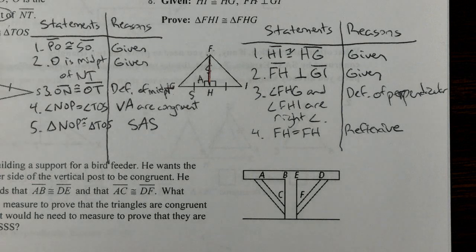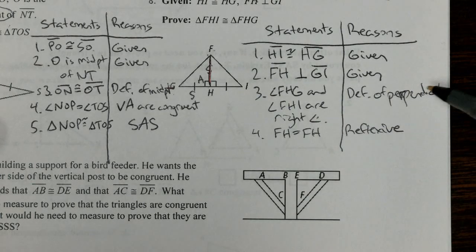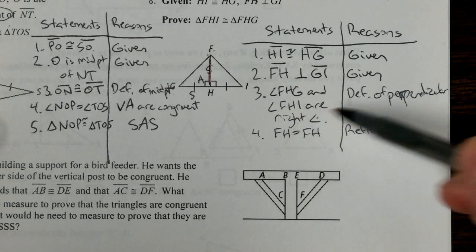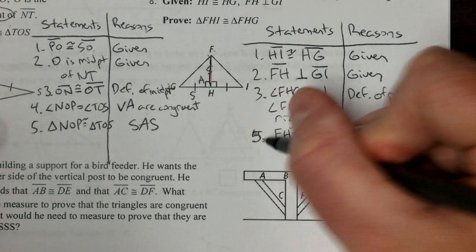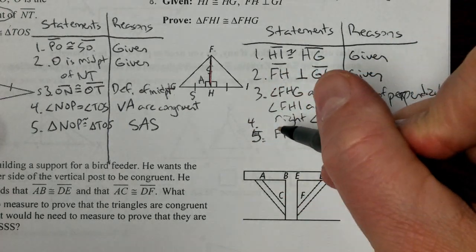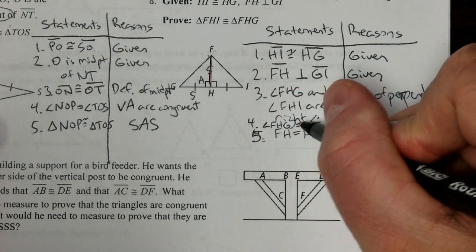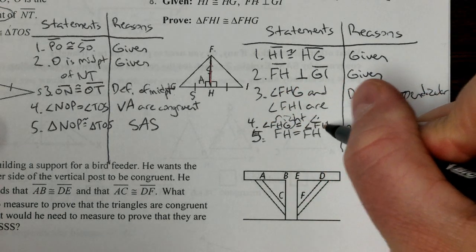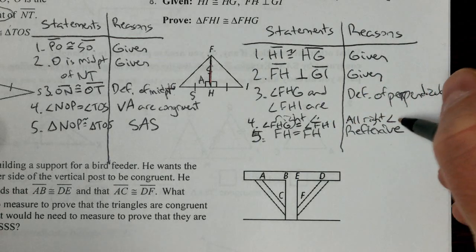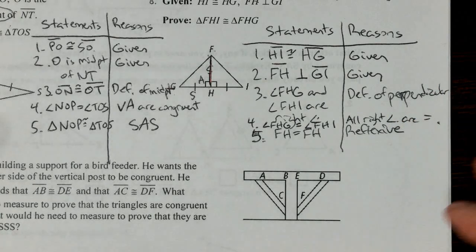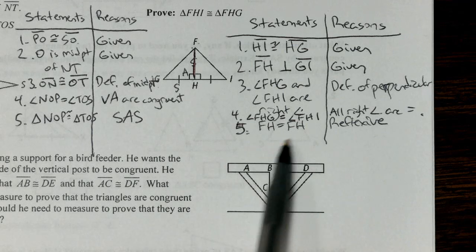Alright, we know those are right angles, definition of perpendicular, and I should have put all right angles are equal. So I'm going to change this to number 5 and put number 4. Angle FHG equal to angle FHI. All right angles are equal.